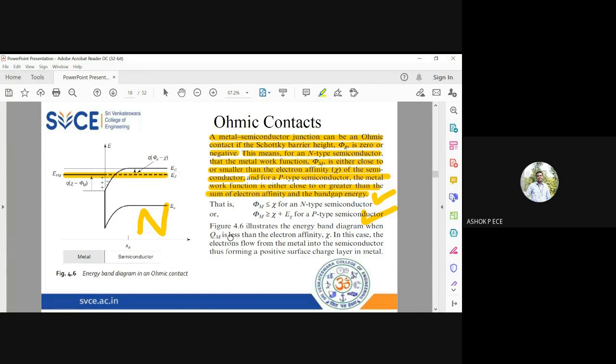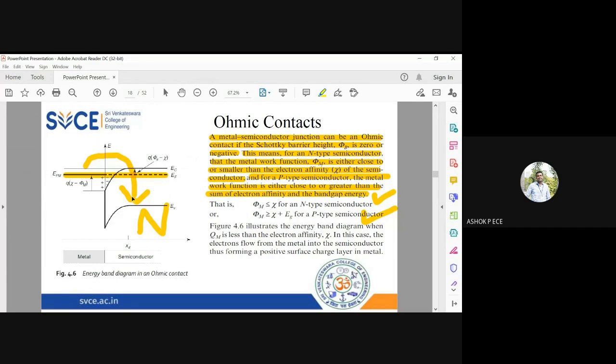So when q phi m is less than the electron affinity, here we are taking the example of an n-type semiconductor. The electrons flow from the metal into the semiconductor, forming a positive surface charge in the metal. So in an ohmic contact, it's going to be the reverse case. Electrons are going to flow from the metal into the semiconductor. Usually in a conventional metal semiconductor junction, the reverse happens: the electrons flow from the semiconductor into the metal. But here, because of this special type of ohmic contact where we are adjusting the barrier height and the work function, we are getting the reverse happening.